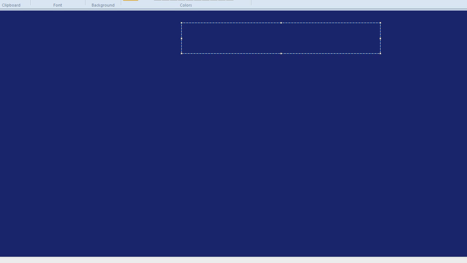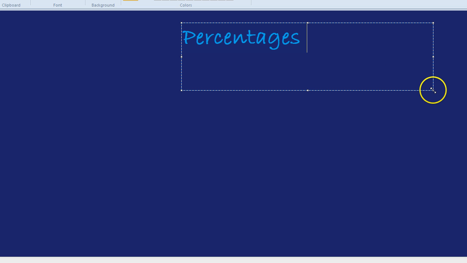We're going to find out how percentages relate to decimals. And there is quite an important link between percentages and decimals, which we're about to find out. Percentages and decimals.